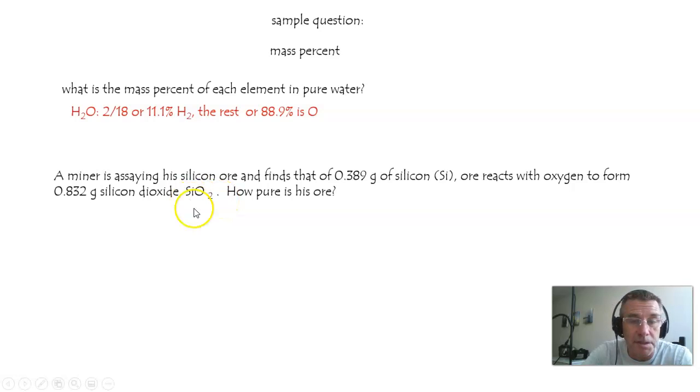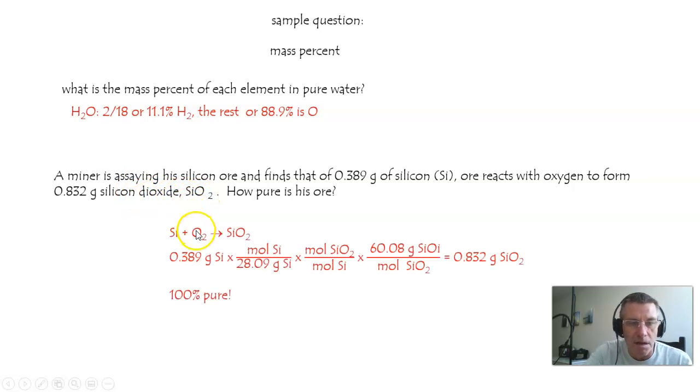Well, if it was 100% ore, 100% pure silicon, then every single gram of that would go towards making your product. We'll find out how much he could make in theory, see how he did. So this would be a 3-step gram-to-gram conversion. We're going to go from grams of silicon to grams of silicon dioxide, where the balanced chemical reaction must be simply Si plus O2 makes SiO2.